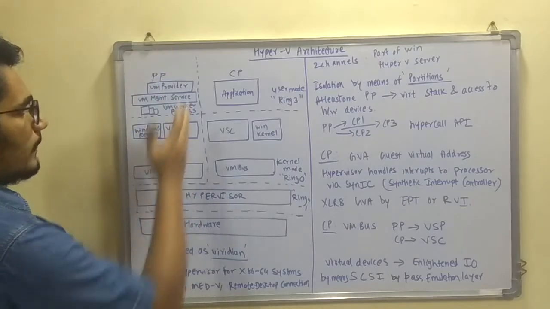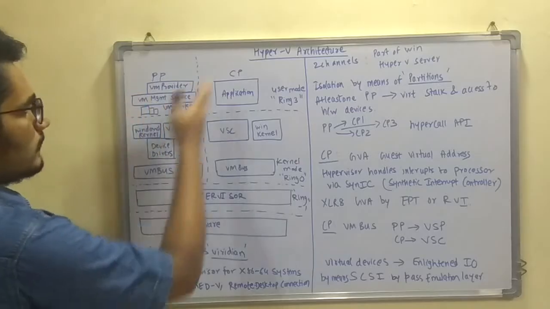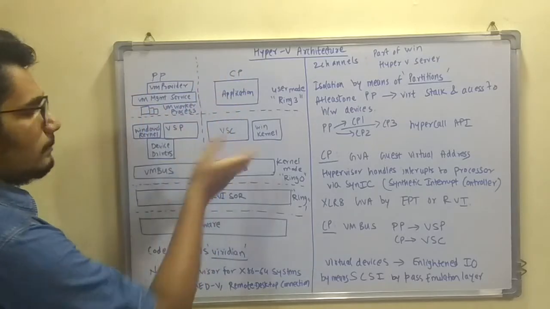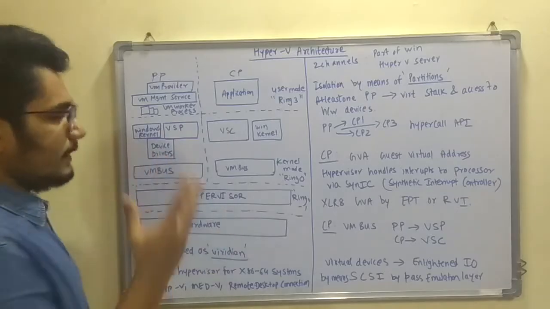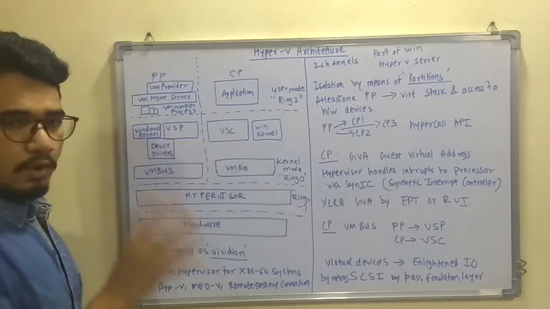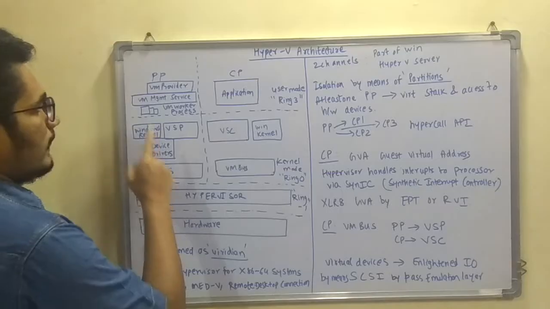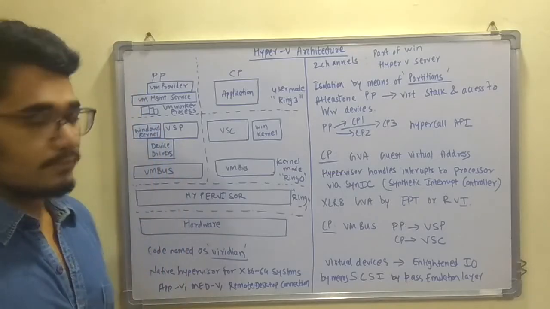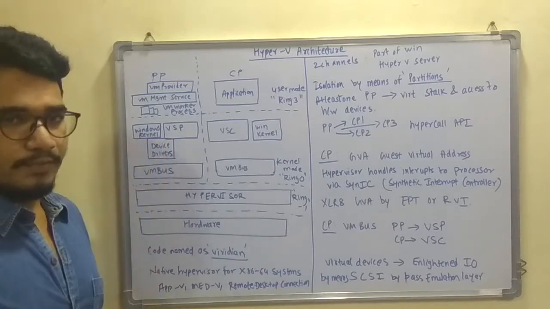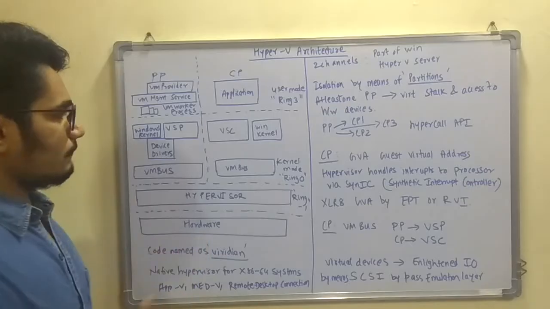These are two partitions: PP stands for the parent partition and this is the child partition, CP. In both of these partitions you have the Windows kernel. Since this is at the kernel mode, they share a common part, and you have the VSP running at the parent partition. VSP stands for Virtualization Service Provider, and you have device drivers for accessing the IO and all that.